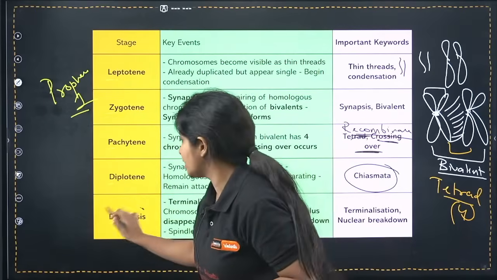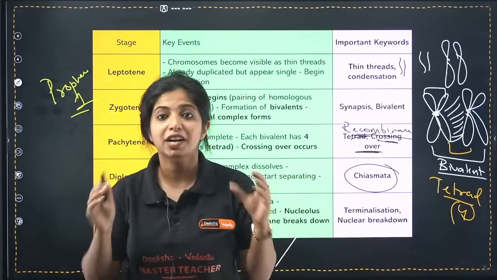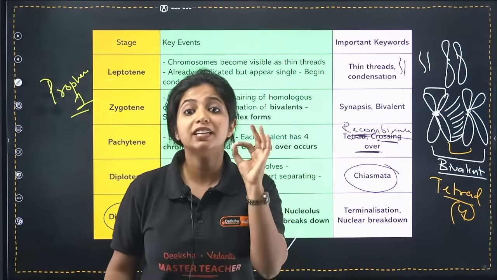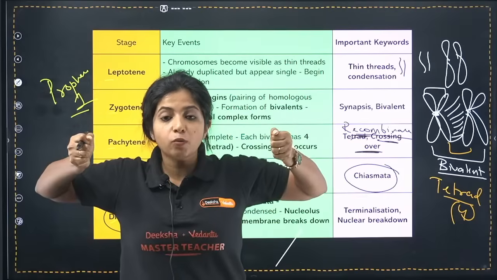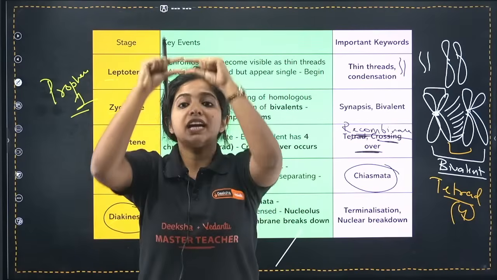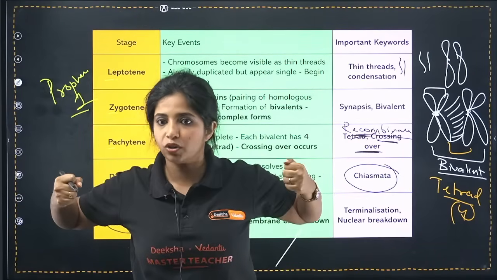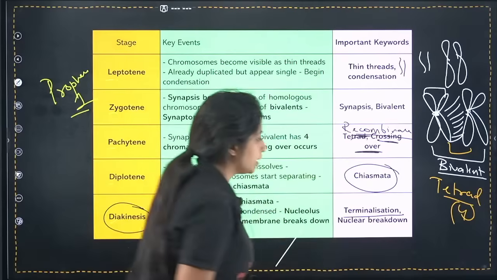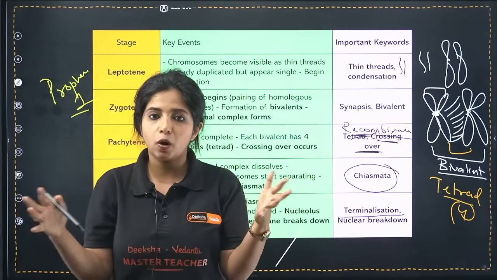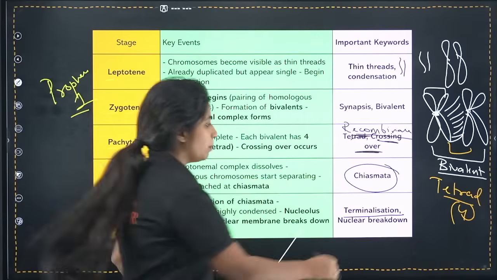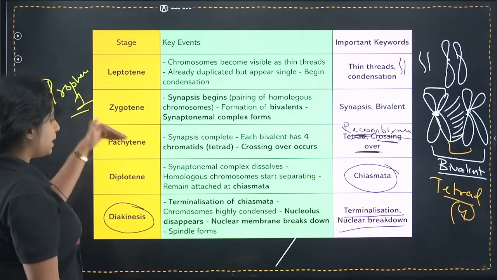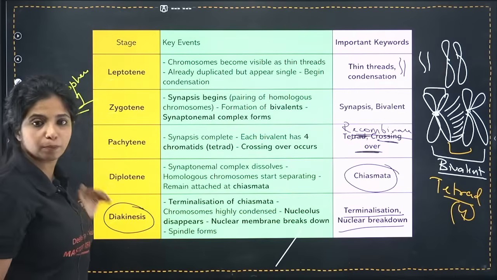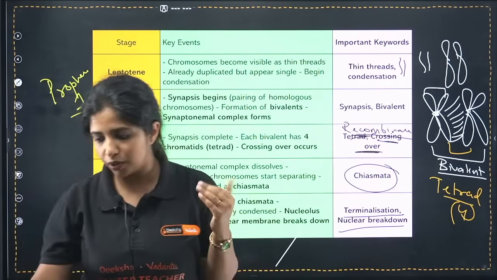Finally, in diakinesis, that means the last, terminal stage, we say terminalization of chiasmata. When you move them apart, the chiasmata, suppose it was here, will move upwards because you are tearing it apart. You got it? So terminalization happens over here, and also the nuclear membrane breaks down, which is a feature of prophase. Please remember the unique feature about each of them. Lazy zebra play during day. That's the only thing you can remember it by.